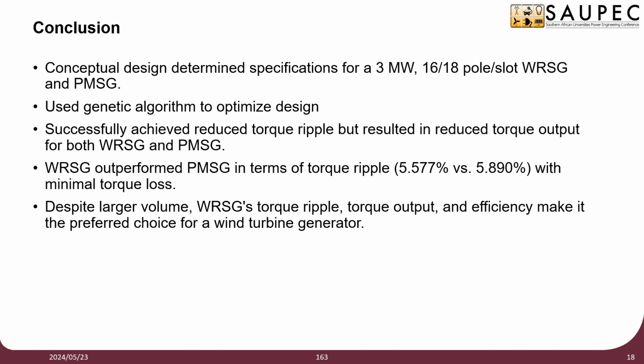From the study, it is clear that the WRSG outperformed the PMSG in terms of torque ripple reduction, with the WRSG achieving a low value of 5.577% compared to 8.90% for the PMSG, with minimal torque loss during the optimization process. Despite the WRSG's larger volume compared to the PMSG, its torque ripple, torque output, and efficiency show that it is the preferred choice to be used in wind turbines.